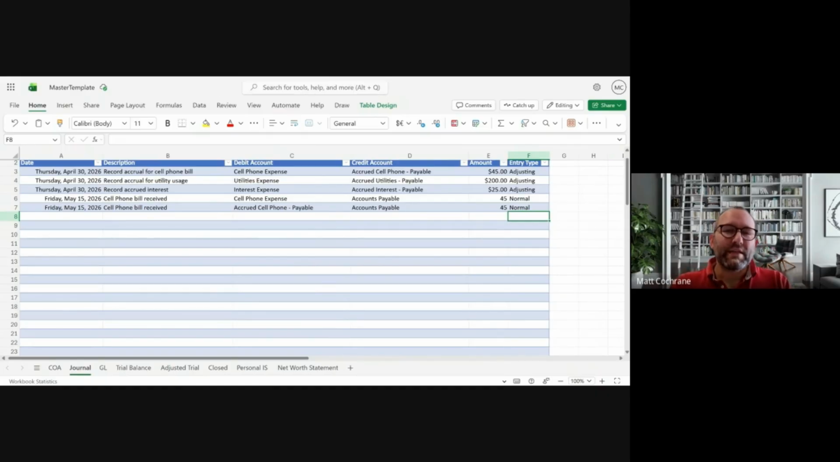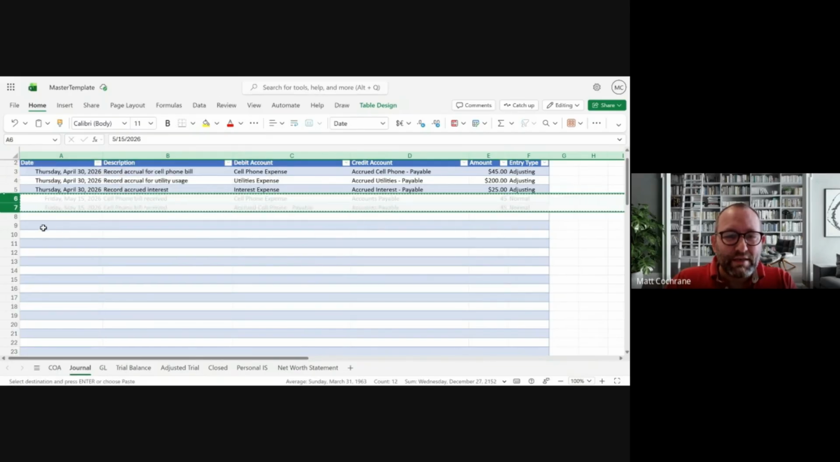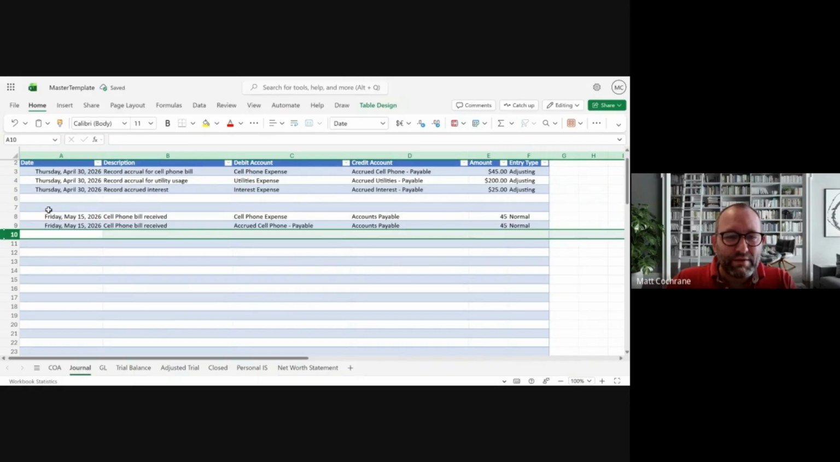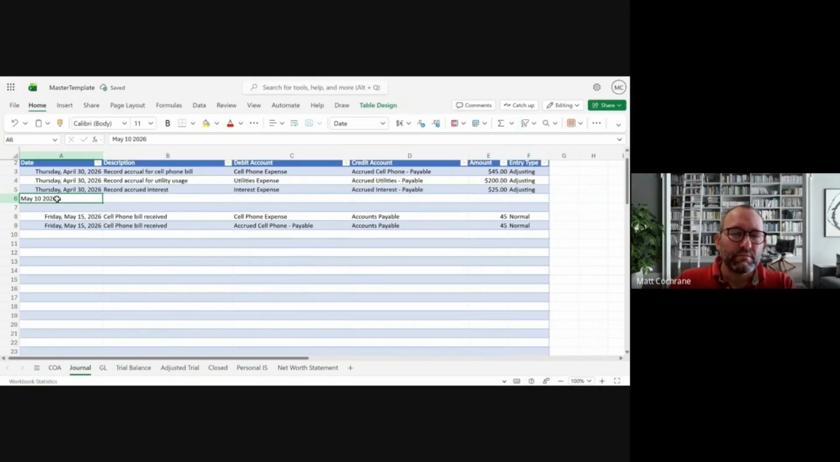Okay, so that's our first entry, and because we said that 20 days of usage was built into our estimate, then it makes sense that we would receive this actually on May the 10th. So we'll make some adjustments to our journal here to keep things chronological. So I'm just going to cut these and paste them down here. So insert cut cells. And we're going to say May the 10th, 2026. Let's see if I put a comma there. Yeah, there we go.